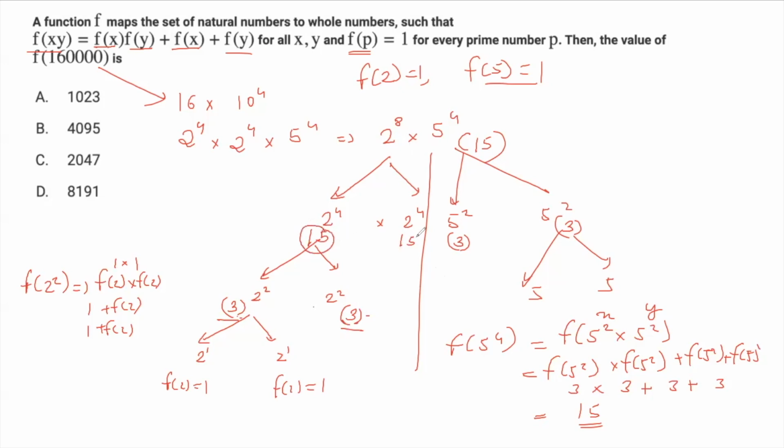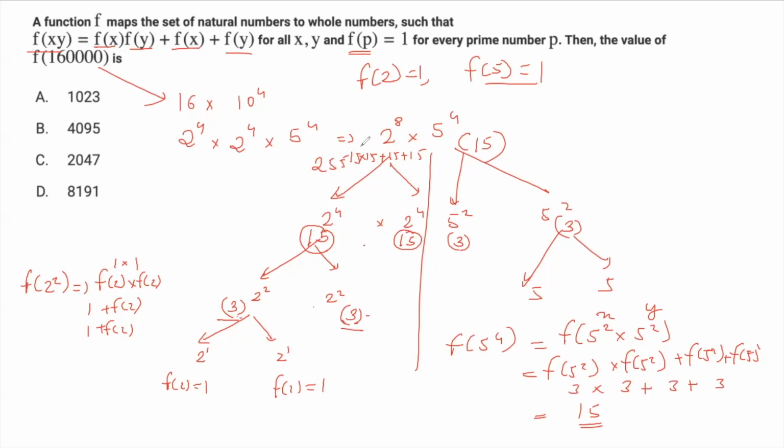2 raised to 4 into 2 raised to 4 plus 2 raised to 4 plus 2 raised to 4. So 15 into 15 plus 15 plus 15. This is 225 plus 30, 255. That's all. We're just one step in getting our answer.